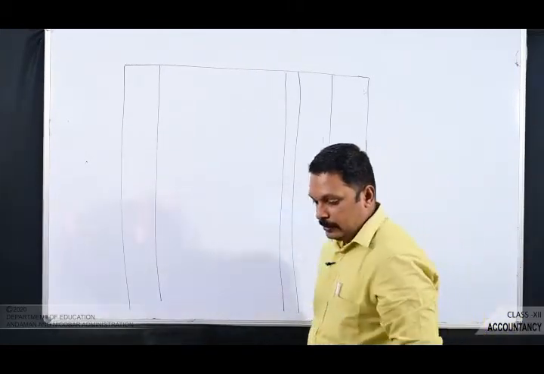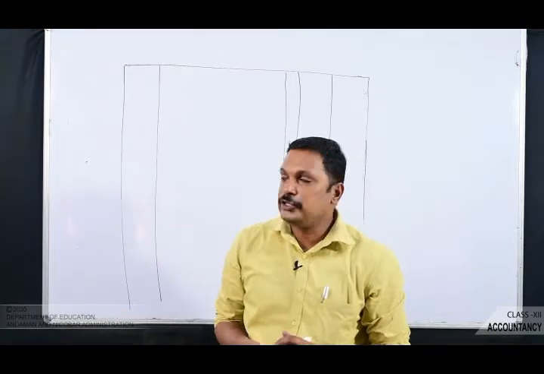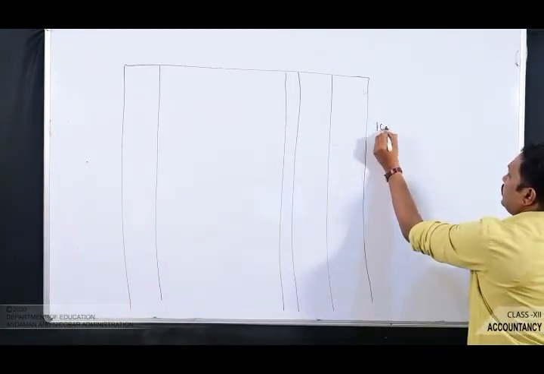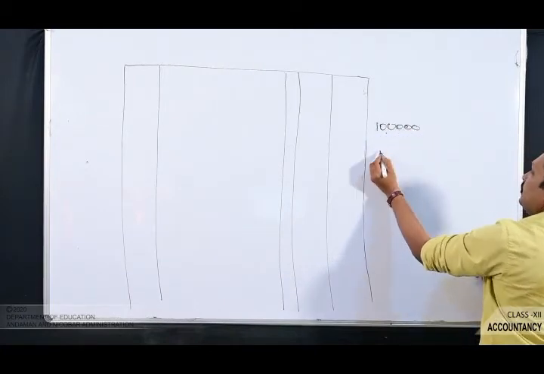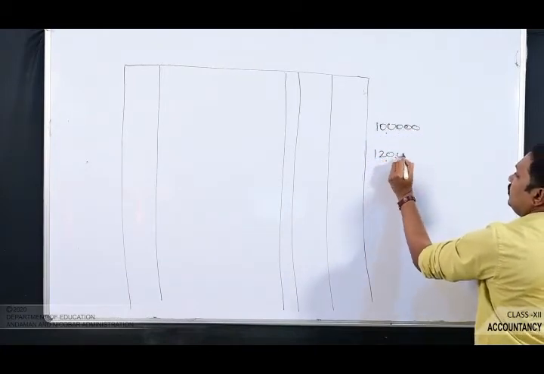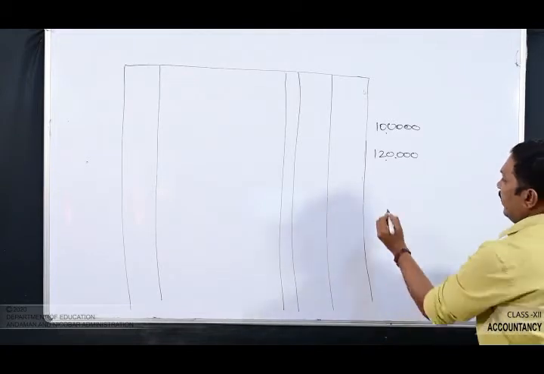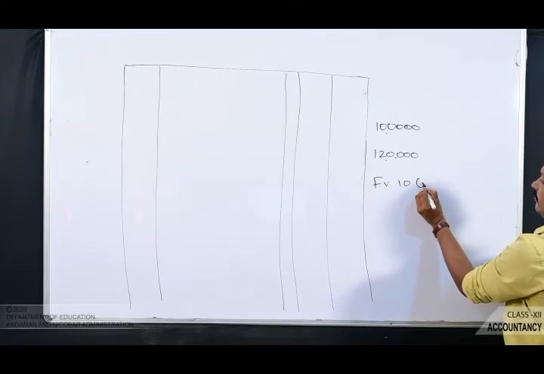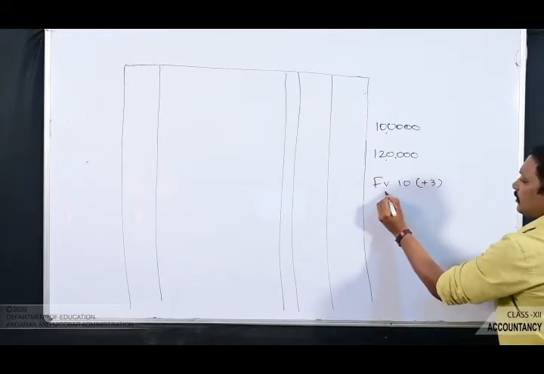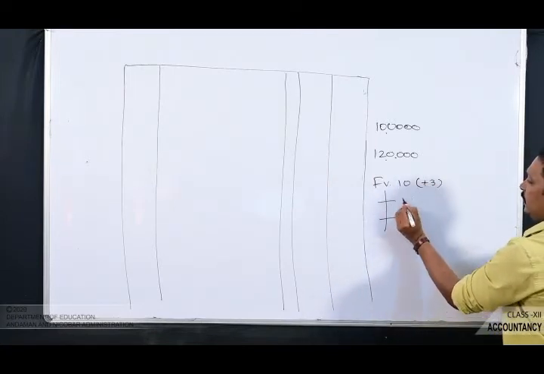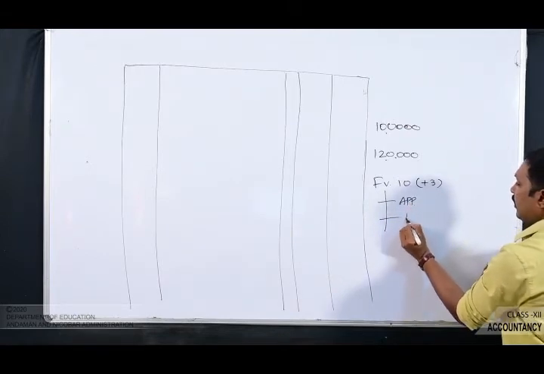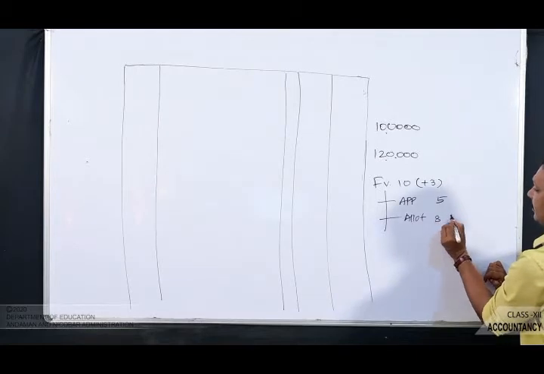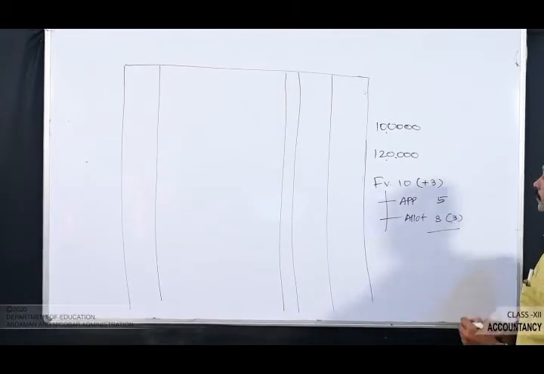Right. So here, how many shares were issued? 1 lakh shares were issued. How many shares were received? 1,20,000 shares were received. The face value is 10 rupees, and we collect rupees 3 premium, and we have two installments only, application and allotment. Application rupees 5, allotment 8, including 3 premium.